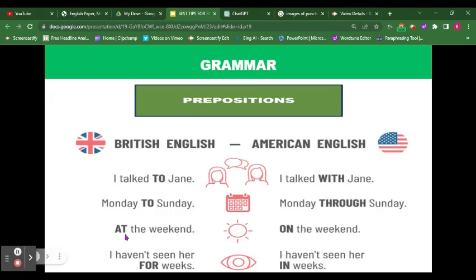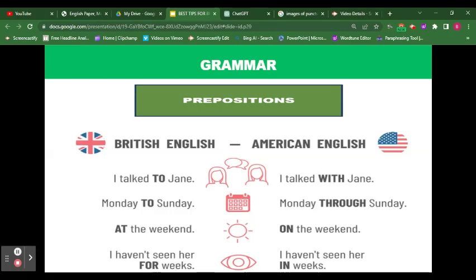Then we look at at versus on. British English uses at for the weekend, at the weekend. American English would say on the weekend, on the weekend. Then we have for in British English versus in American English. For example, I haven't seen her for weeks, British. I haven't seen her in weeks, American.